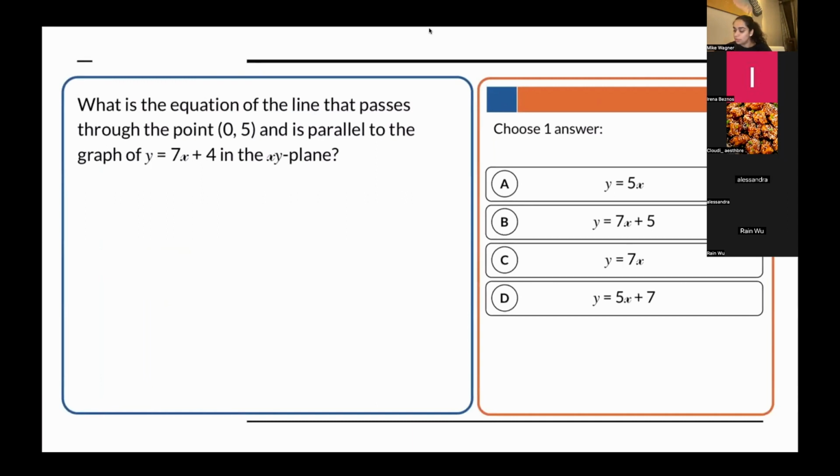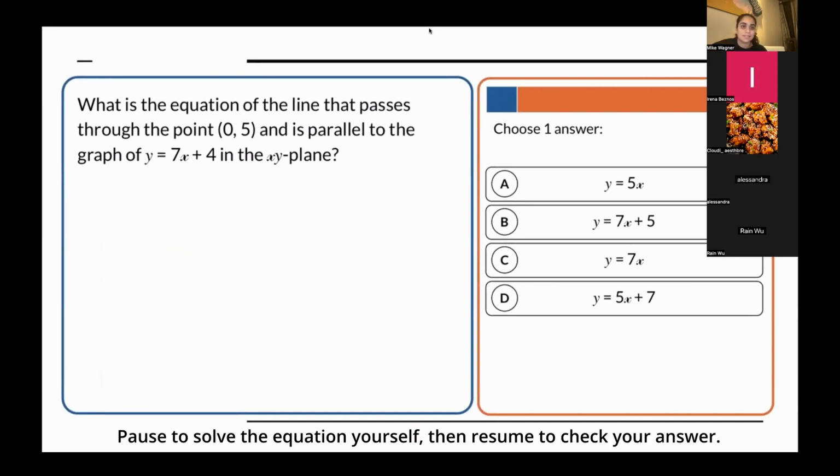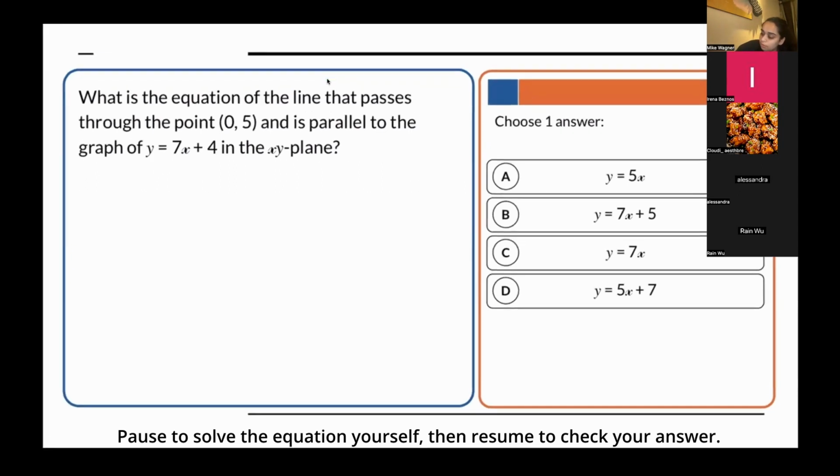Let's go to the next question. And let's do this one. Let's take maybe 2 minutes to work on this. All right. What is the equation of the line that passes through the point 0, 5 and is parallel to the graph of y equals 7x plus 4?